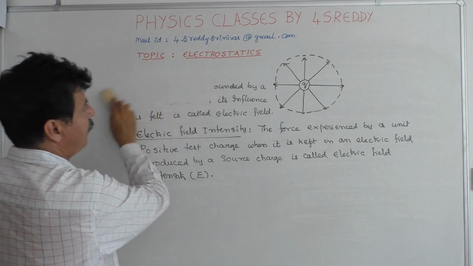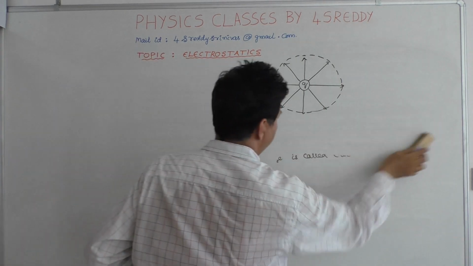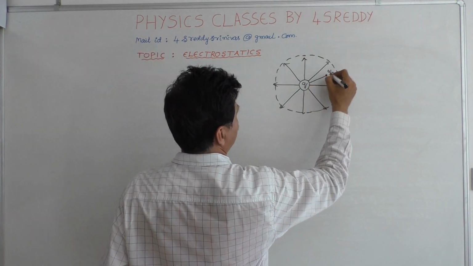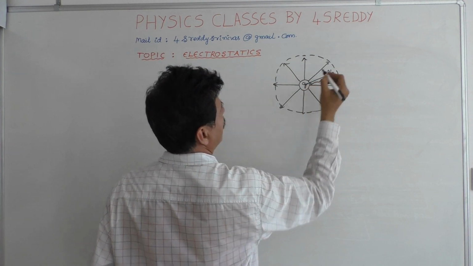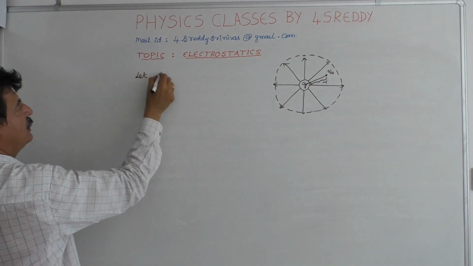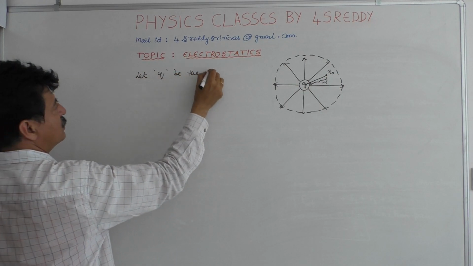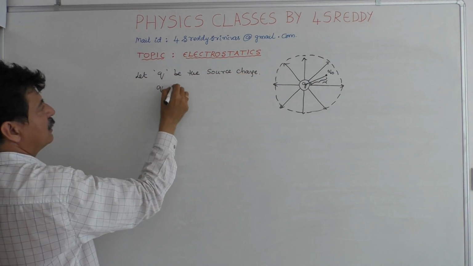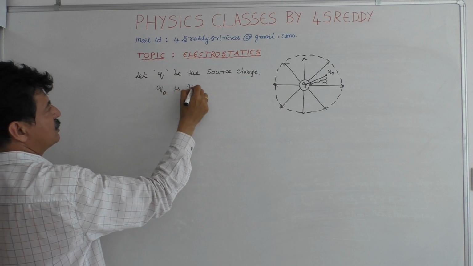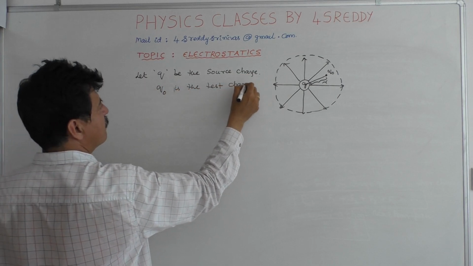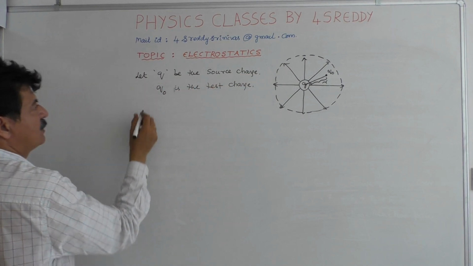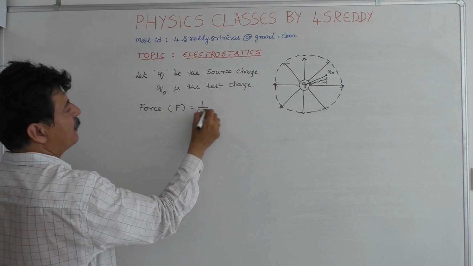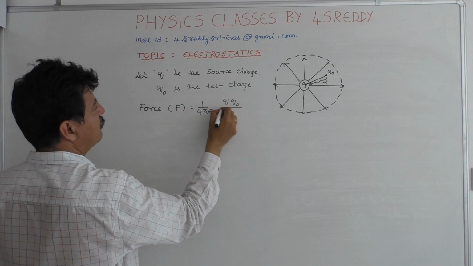That means, suppose in this region you are keeping a test charge Q0 at a distance, let us say R. Let Q be the source charge and Q0 the test charge. Then the force experienced by this is given by F equals 1 by 4 pi epsilon naught, Q Q0 by R square.